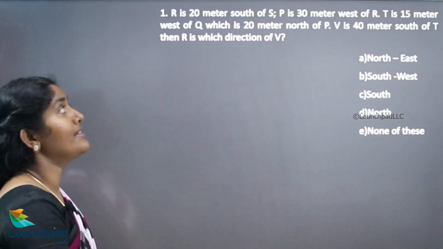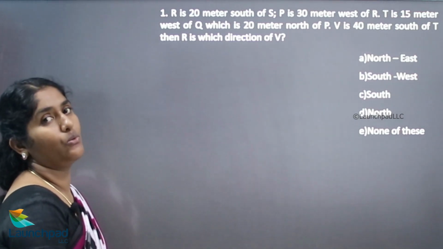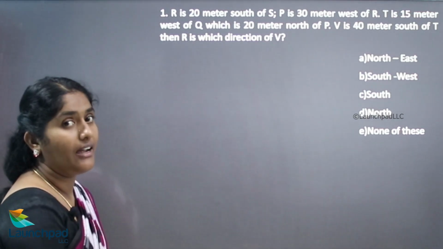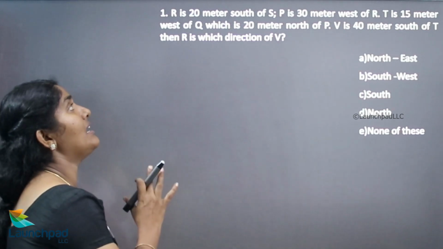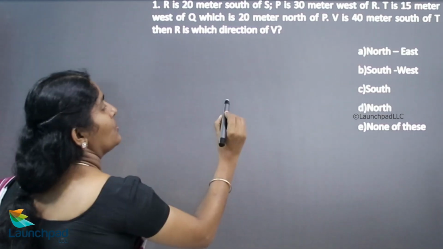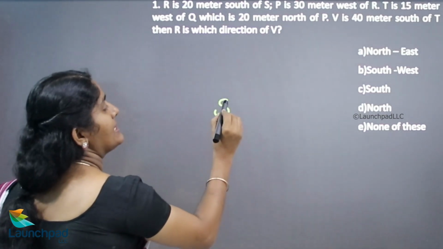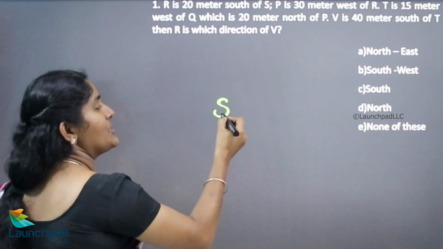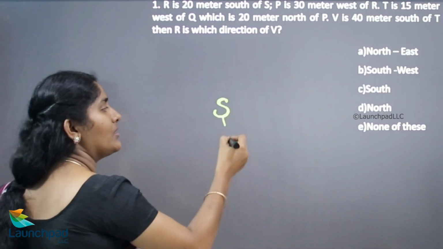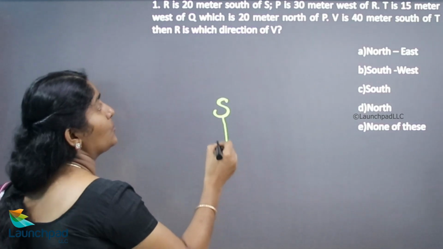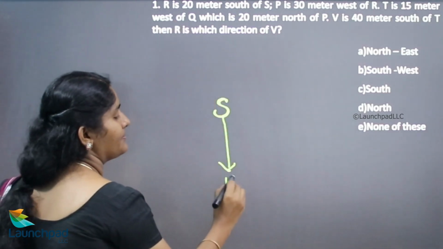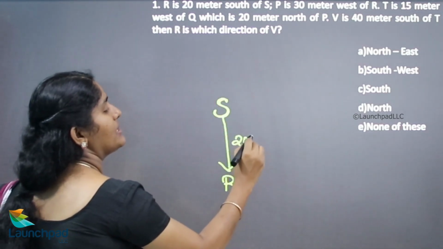Everyone, in this video we are going to see the next type of direction concept. Your question is: R is 20 meters south of S. We don't know where S is located. Anyway, R is south of S, so we can consider S is here. Which direction is south? Towards the downward direction. This is the south. R is here, between 20 meters.